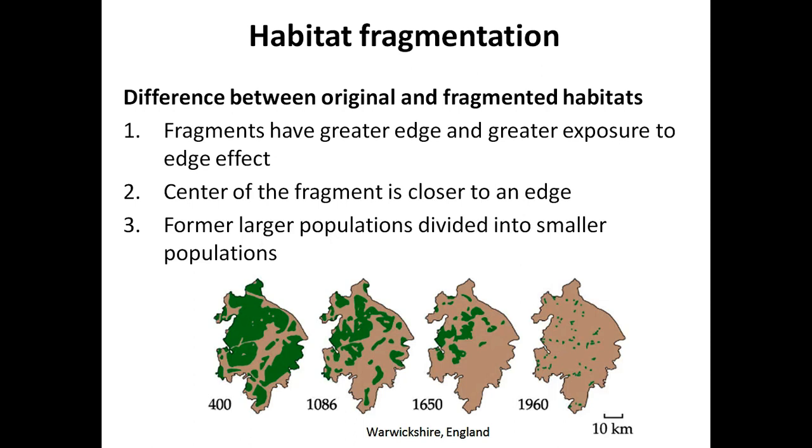And also the center of the fragment is closer to an edge, and basically this tells that things like invasive species or poachers can easily access the interior of the habitat because of this less distance. And also, as a result of fragmentation, former larger populations are divided into smaller populations, and it's pretty obvious.